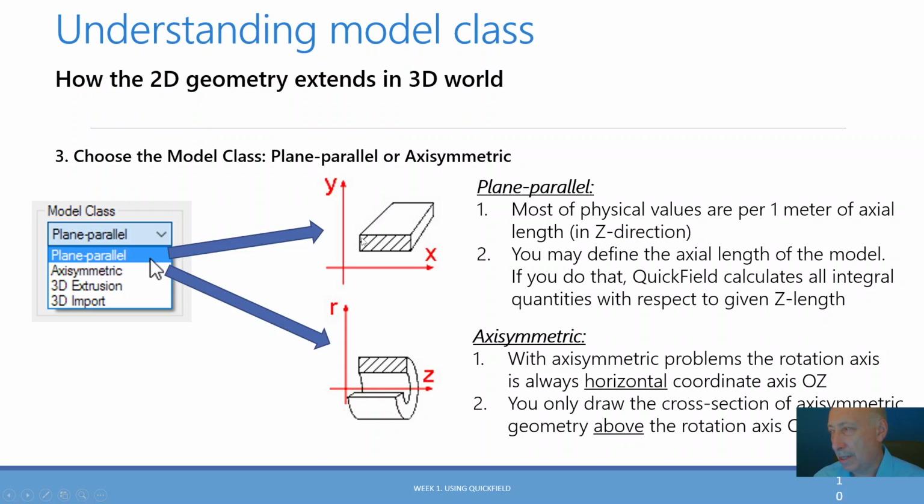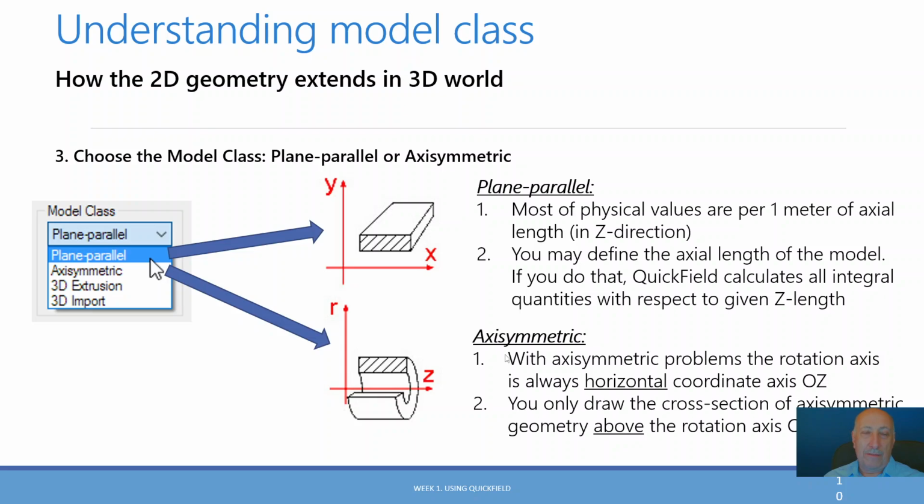In two-dimensional analysis, we always draw our model in the modeling plane. Our drawing is two-dimensional. We draw just a rectangle, for example, this rectangle. And how is this rectangle extended to the three-dimensional world? We have two options. If our model class is plane parallel, our three-dimensional body generated from this rectangle is a block, is a box like this.